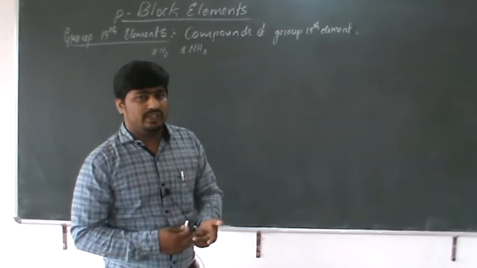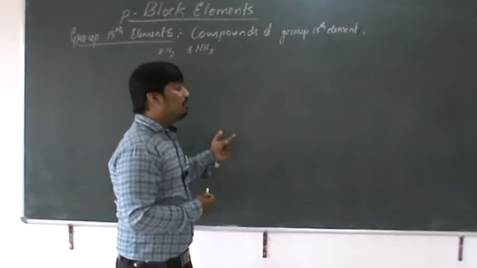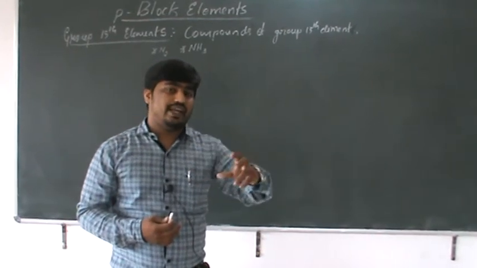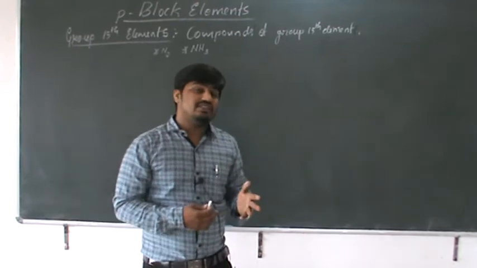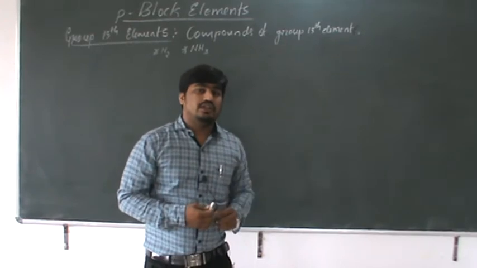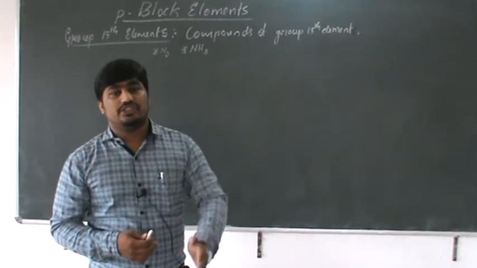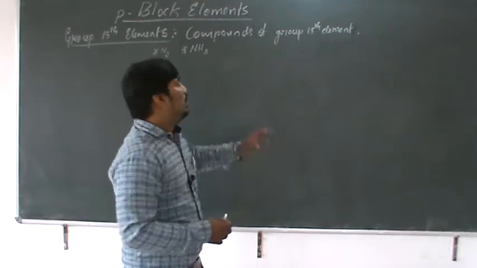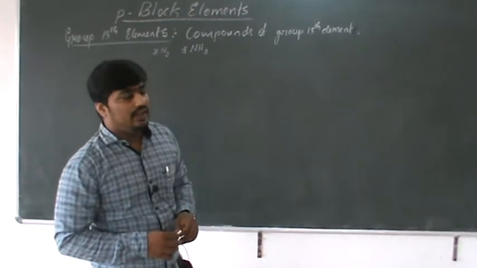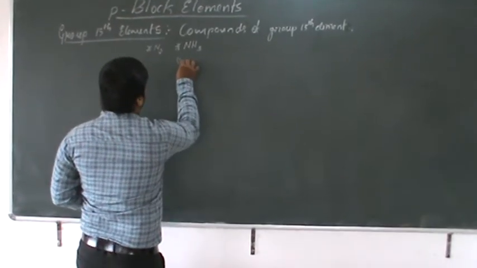It is used as a laboratory reagent, solvent, and in the manufacture of fertilizers and in the manufacture of nitric acid. The industrial scale manufacture of nitric acid is done by using ammonia. The catalytic oxidation of ammonia produces nitric acid. That is a very important use of ammonia. Next part is the oxides of nitrogen.